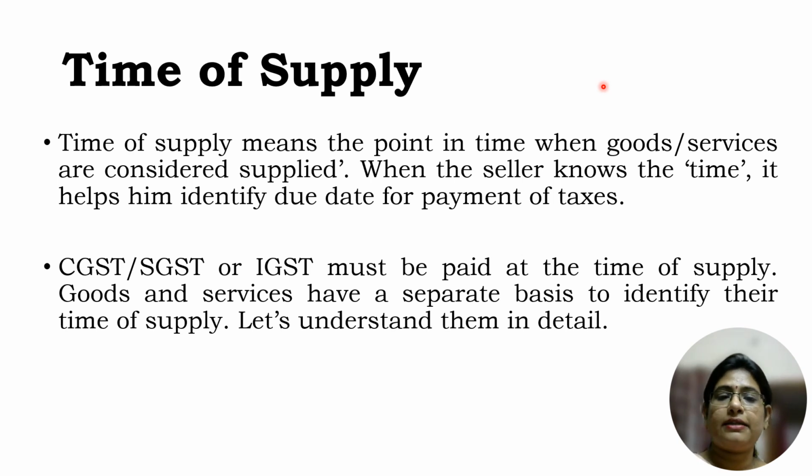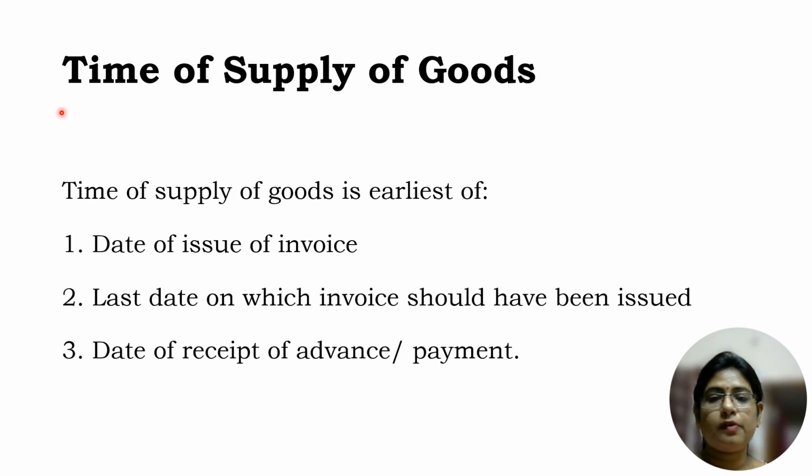Let's understand them in detail with the examples. First, we will be discussing the time of supply of goods. Time of supply of goods is the earliest of the following: date of issue of invoice, last date on which the invoice should have been issued, and date of receipt of advance or payment. Whichever is earliest is the time of supply.